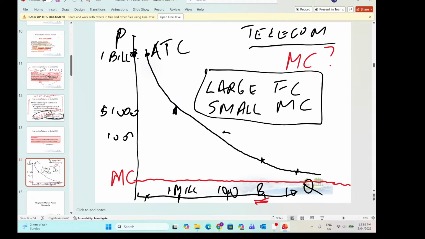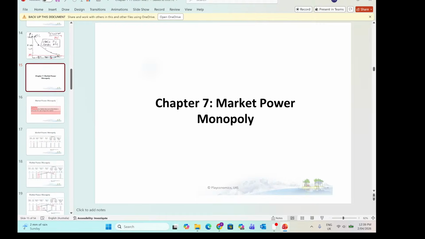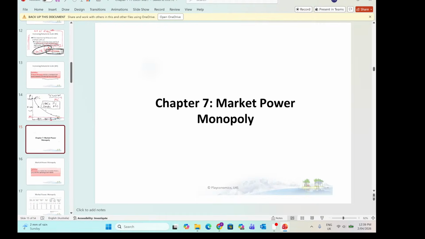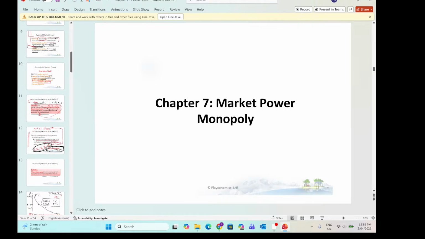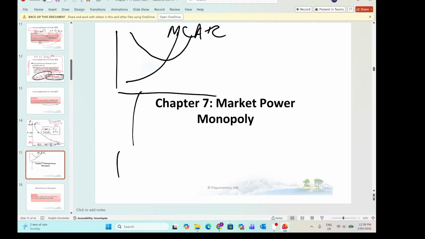In the examples that we've done before, your marginal cost curve looked like this. Our average cost curve looked like that, average total cost, and the marginal cost looked like this. That was in perfect competition. Right? That was in perfect competition.